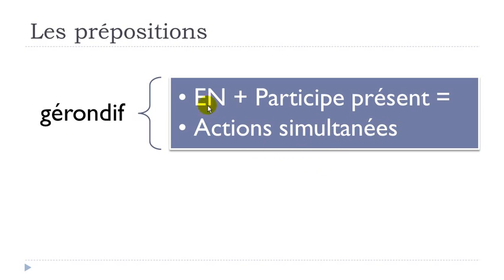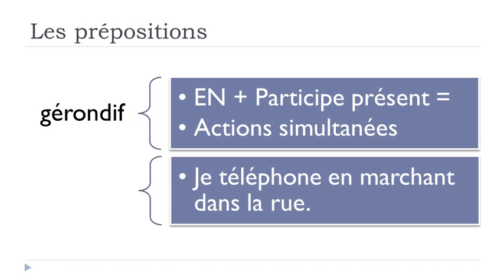The way we construct that is, of course, the preposition, la préposition en, and then after that you will put the participe présent form that you don't know yet how to make, but we'll see that in a coming lesson. But I will make an example anyway, and this is the example. Je téléphone, so in the first part of the sentence, you say je téléphone, téléphoner is to call. And then we have here our gérondif form.